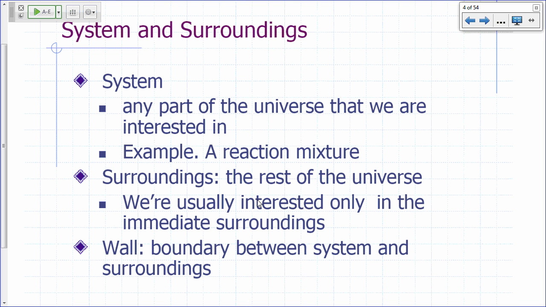So some terminologies we need to be familiar with. Whenever we use the word system, we're referring to any part of the universe that we're interested in. For example, typically the system we would be interested in chemistry would be a reaction mixture. Everything else in the universe would be called the surroundings. Generally we're just interested in the immediate surroundings of whatever system we're interested in. The wall is a boundary between the system and the surroundings.